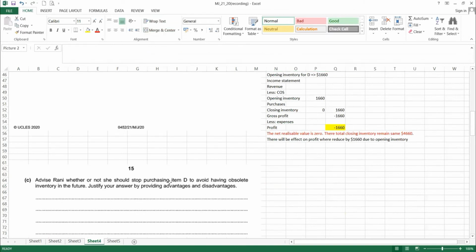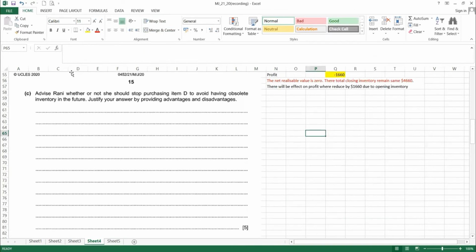Okay, now let's continue. Advise Rani whether or not she should stop purchasing item D to avoid having obsolete inventory in the future. Justify your answer by providing advantages and disadvantages. So we first put in the advantages when she stops. We give 2 points, since here it is 5 marks.